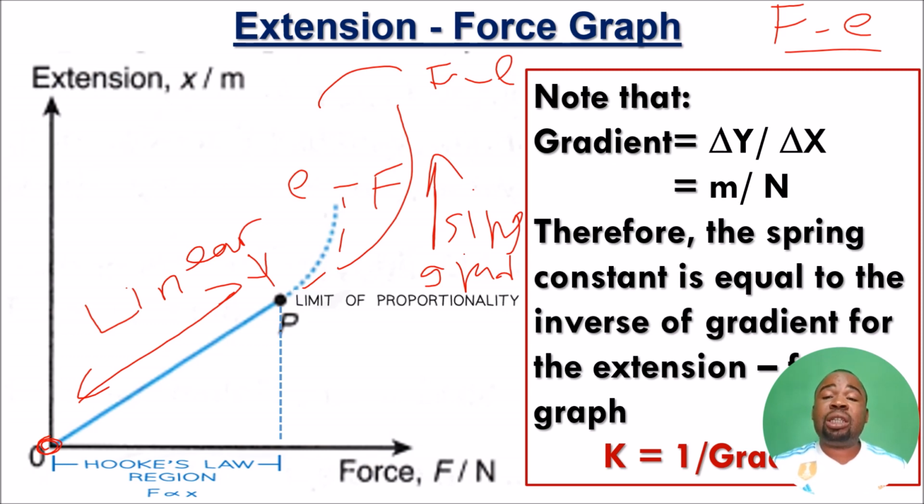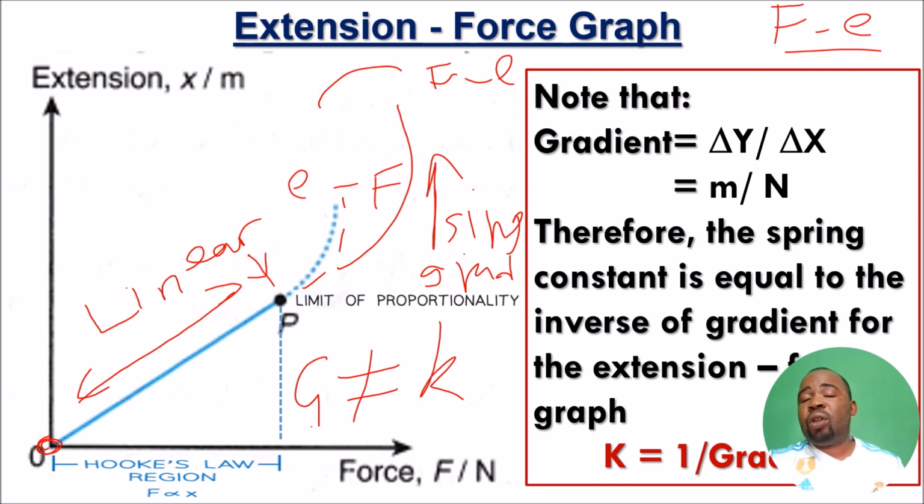Now that this is an inverted graph, we don't expect the gradient to be the spring constant. So gradient is not equal to the spring constant for this graph, because this is an inverted graph. However, the spring constant is the inverse of the gradient. How do we calculate gradient? Change in y divided by change in x.